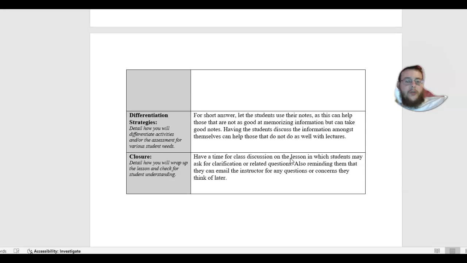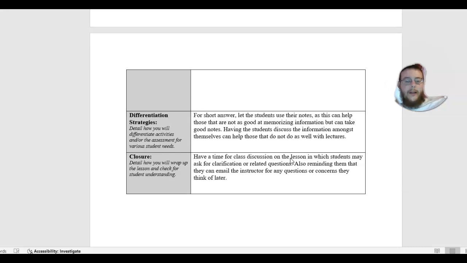For differentiation strategies, for the short answer and even for some of the multiple choice, for pretty much the whole test, I think it should be letting the students use their notes. That way, students who have trouble with memorizing stuff, which I struggled with myself when I was in undergrad, can just look at their notes, which is why you take them, so that way you don't have to memorize everything. Or if you have trouble memorizing, you have something to fall back upon. You can use that and not be struggling as bad.